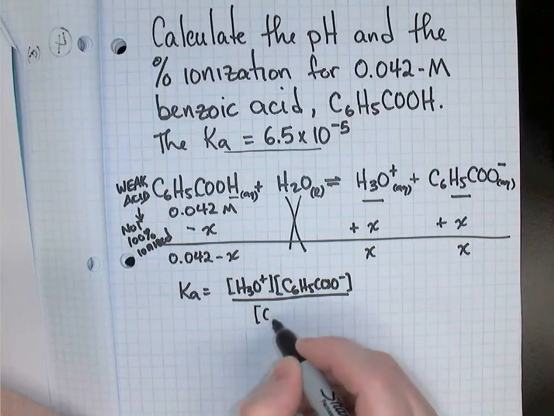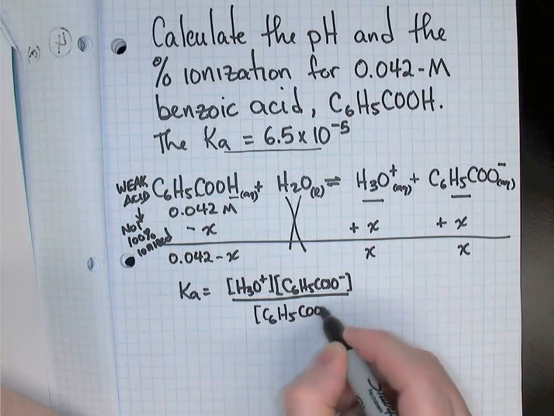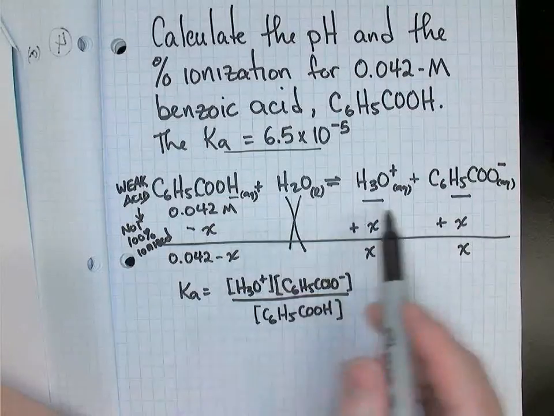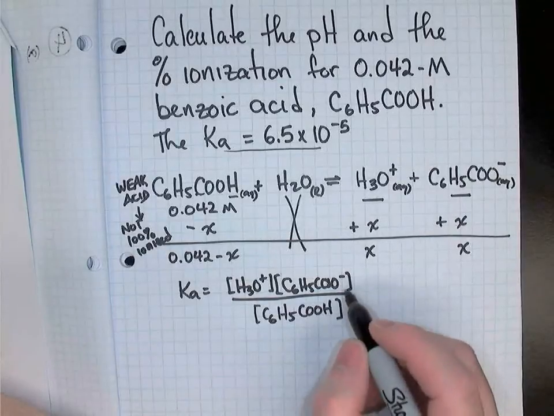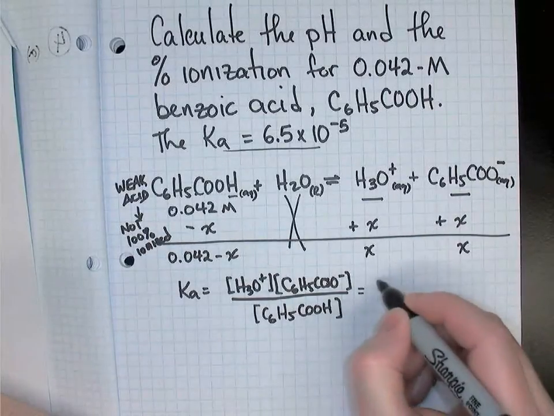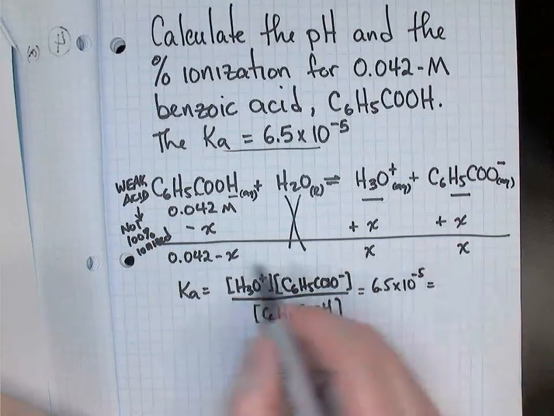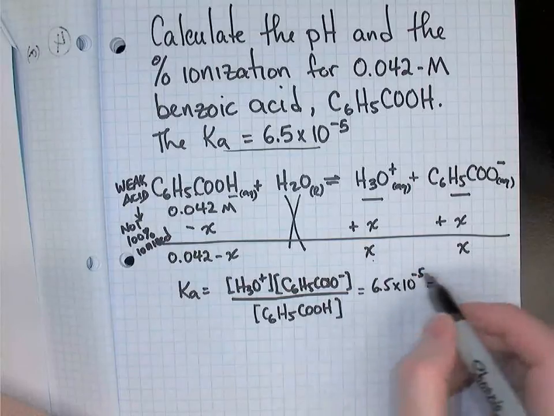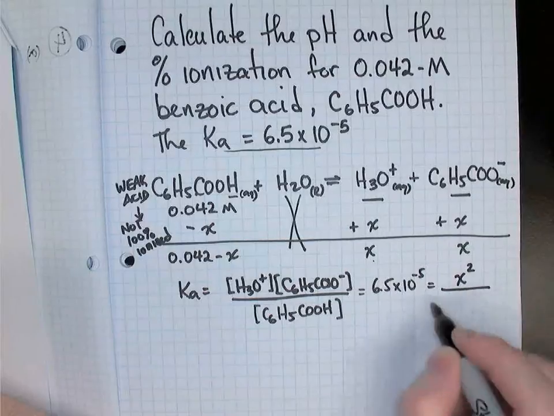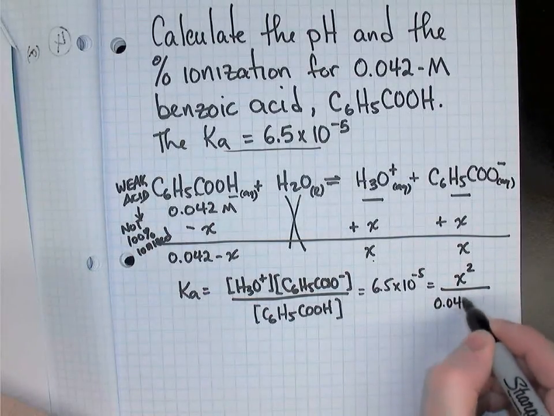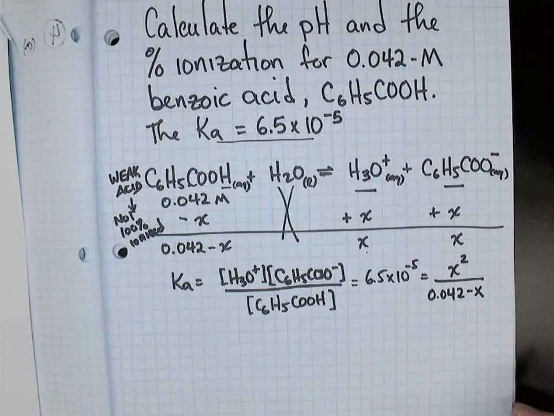And of course, we're raising each concentration to the power of the coefficient in the balanced equation. In an acid-base reaction like this with water, the coefficients are always 1s. So now, looking at the Ka value, we get 6.5 times 10 to the minus 5, and now substituting our algebra, x times x, the two concentrations in the numerator, will give me x squared over 0.042 take away x, the concentration of the benzoic acid at equilibrium.